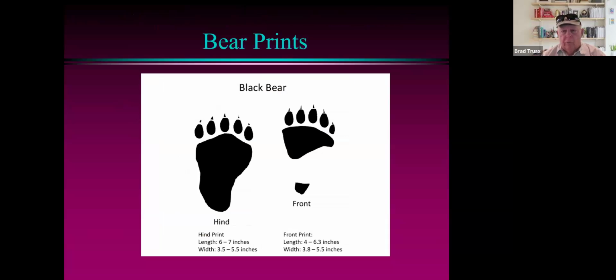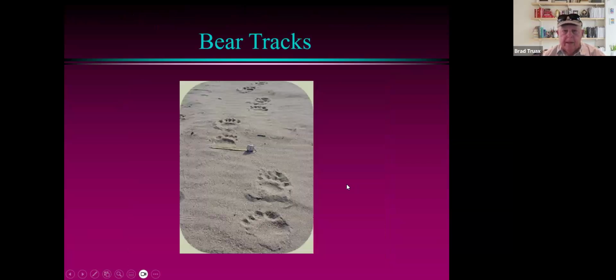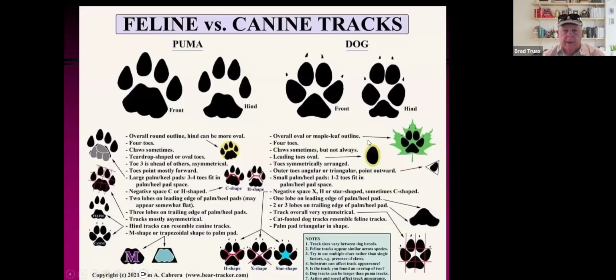So we're not going to cover all the tracks. We're going to cover a few that you might see here at Eastman. This is a black bear track. You can see a front foot over here and a hind foot back here. This is what the track would actually look like in the mud. So again, it's a pretty big track. This is showing the tracks in some sand. And this is showing what bear tracks might look like in the snow. So once again, you can see a front track and a rear track here.